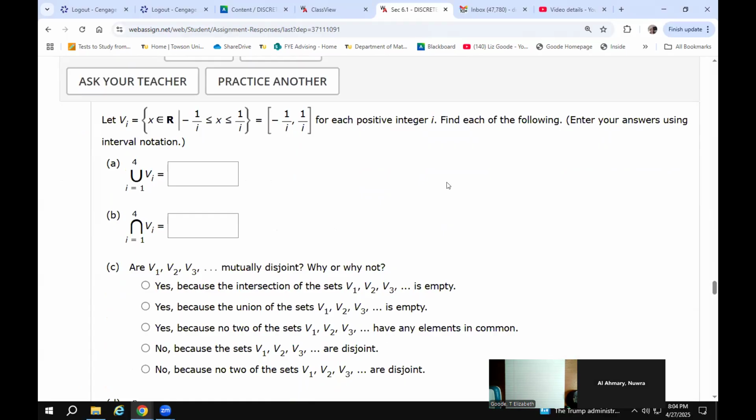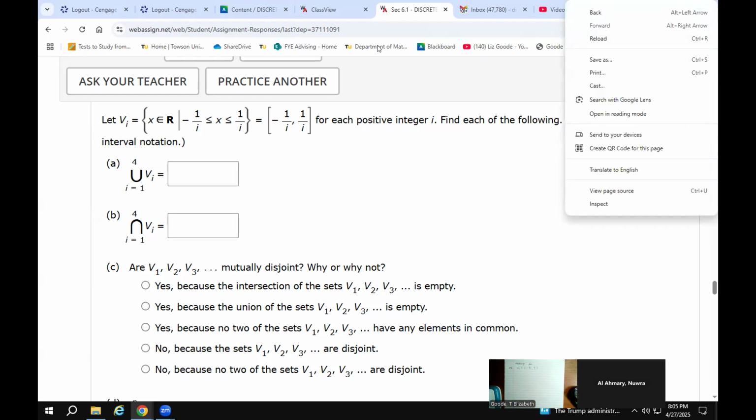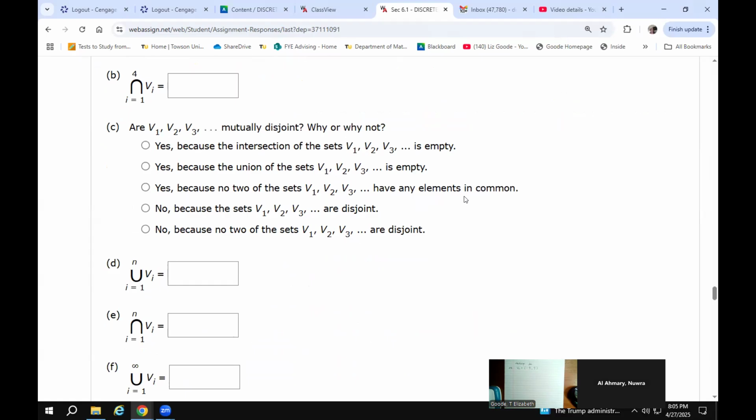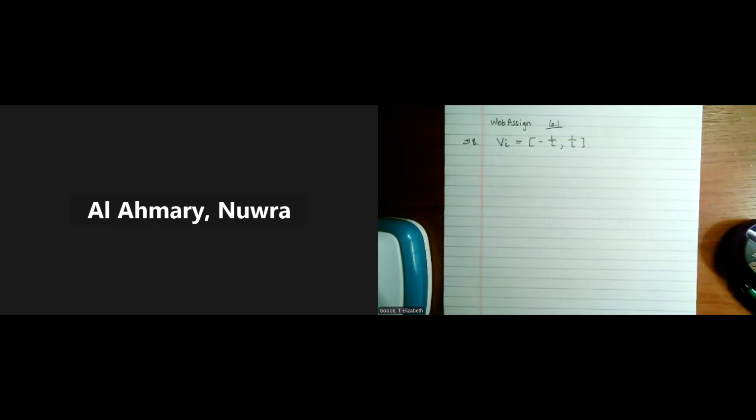Okay. So, can you see this okay? 6.1, number eight. But it's an interesting interval, isn't it? Because V sub i is square bracket negative 1 over i to 1 over i square bracket, isn't it? Now, did you have any issues understanding what those sets actually look like? No, I understand this. At least I think I did.